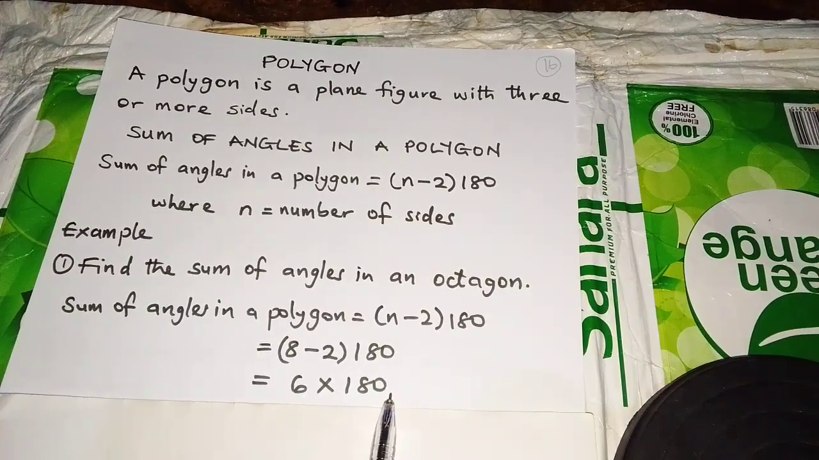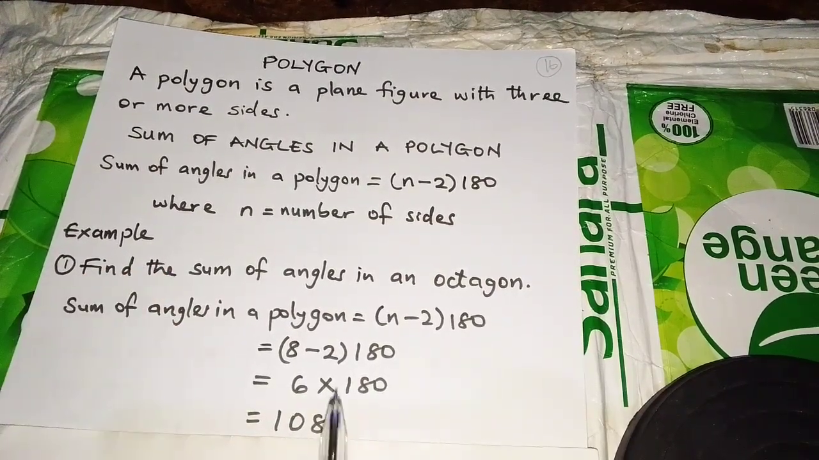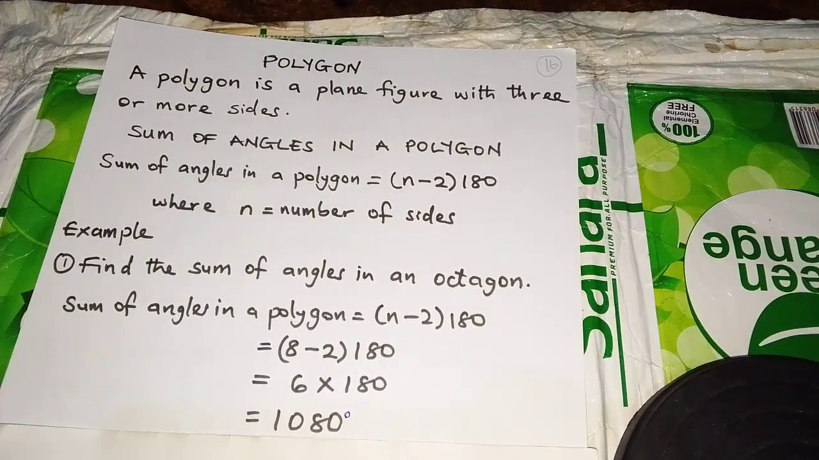6 times 180 gives 1080 degrees. So the sum of angles in an octagon is 1080 degrees.